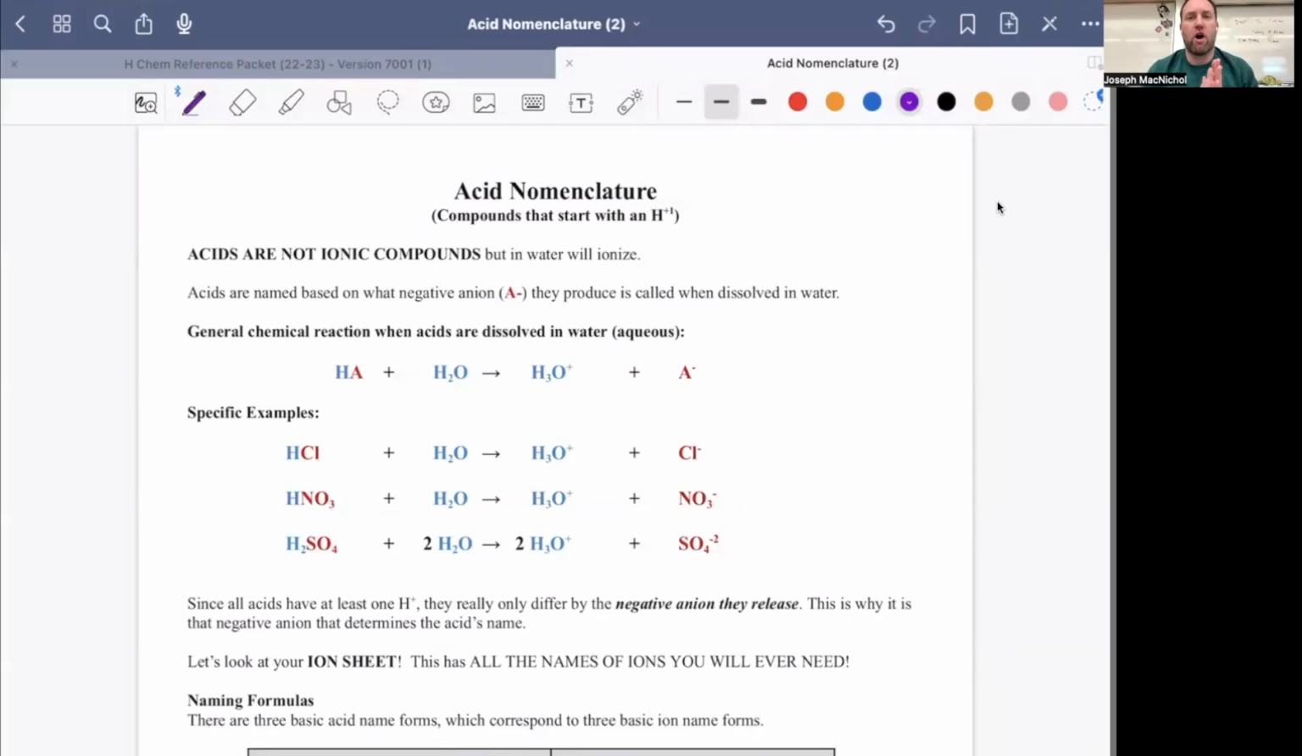Everyone, we're about to start our reactions unit, and we're going to find that acids are involved in a lot of our reactions. So we're going to take a quick little moment here to learn how to name acids. Naming acids is pretty easy once you learn the pattern. But first of all, let's talk about what an acid is.